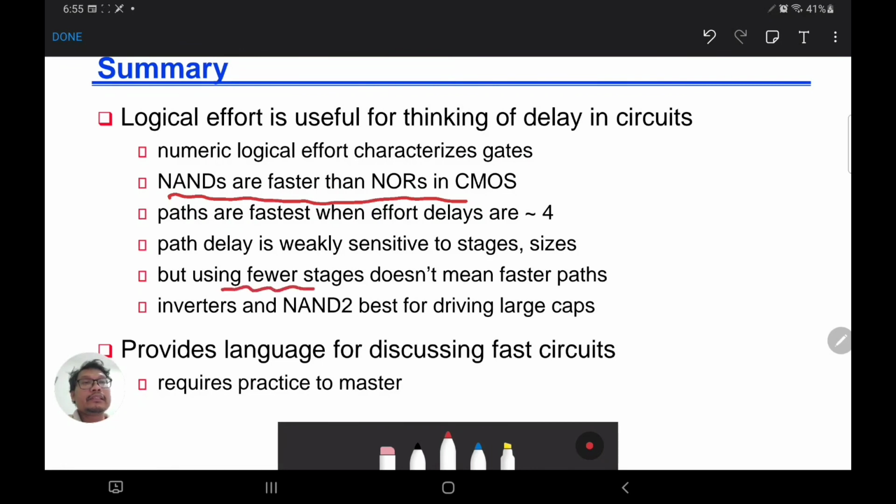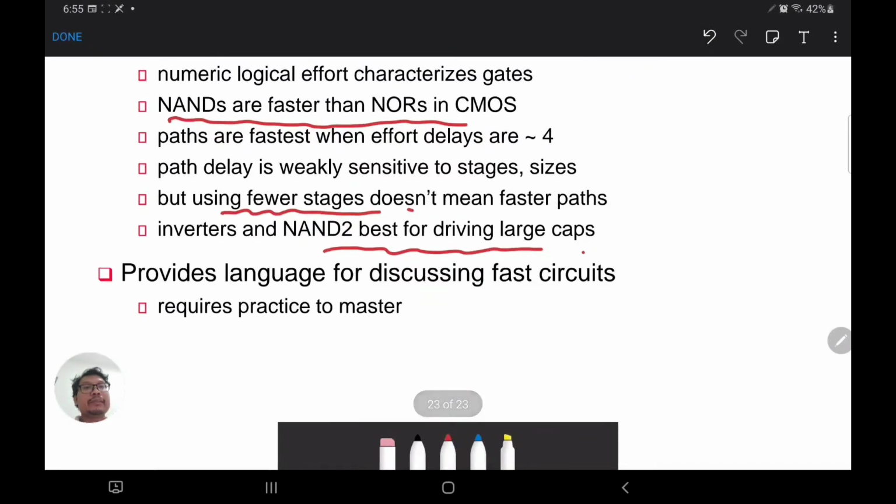This is another interesting part here. Normally, a digital designer might think that to make it fast, you need fewer logic gates, fewer stages in your path, and then you'll be faster. But that's not necessarily the case. Sometimes you need more stages to be faster in the path. Inverters and NANDs are best for driving large caps. So if you're driving a large output, a large fan-out, then you want to use inverters and 2-input NANDs for it. It provides language for discussing fast circuits, and requires practice to master.